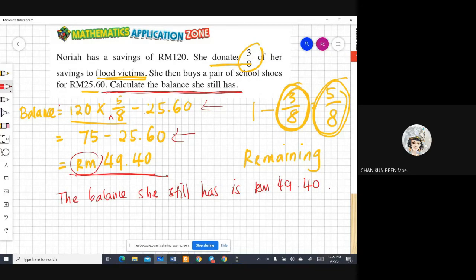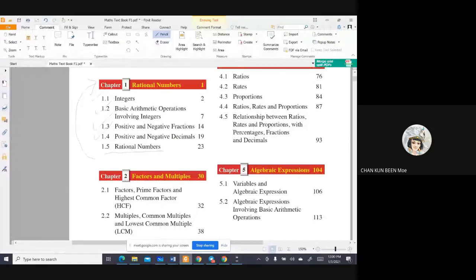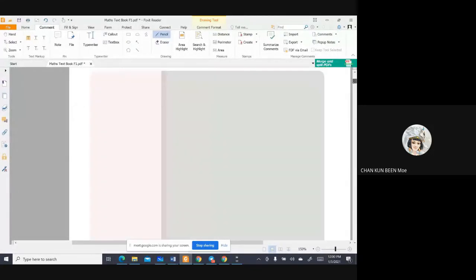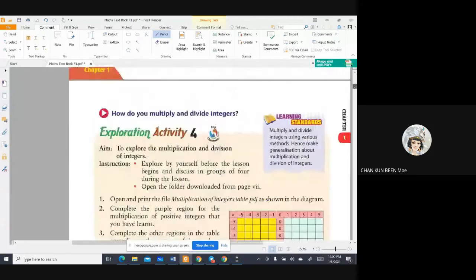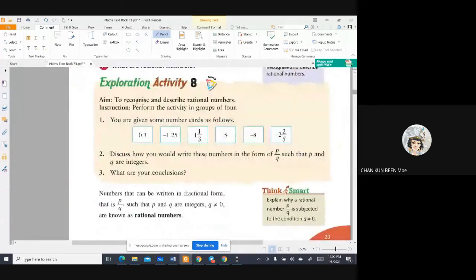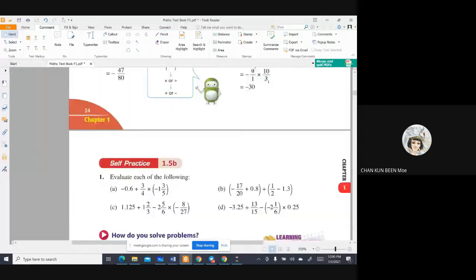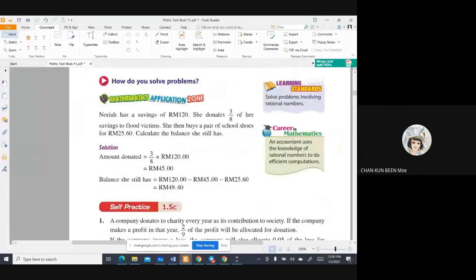Or you can also follow the method in your textbook. You can refer to your textbook, that is page 25. It's somewhere down here. Hold on. This is the one whereby they show you how to get the amount donated first. So the amount donated is 45 ringgit here. 3 over 8 times 120, you get 45. So to get the balance, it's 120 ringgit, you minus 45 and minus 25.6 again. Then you get the answer.